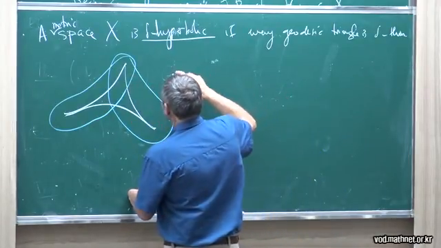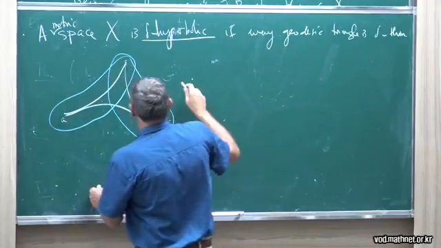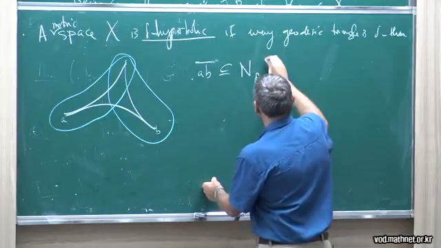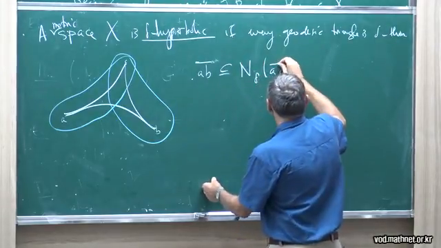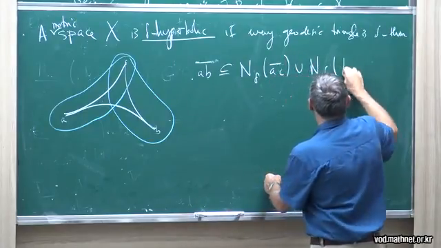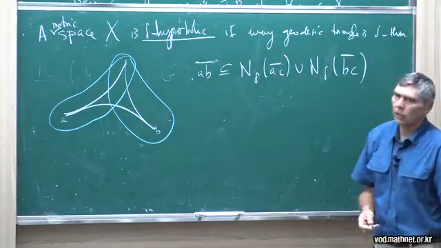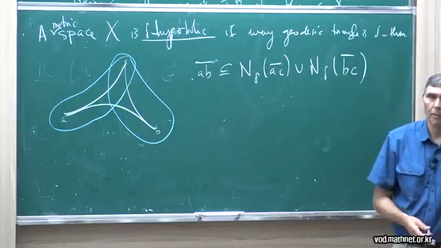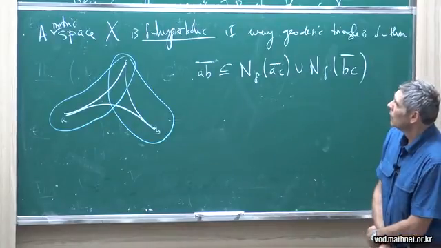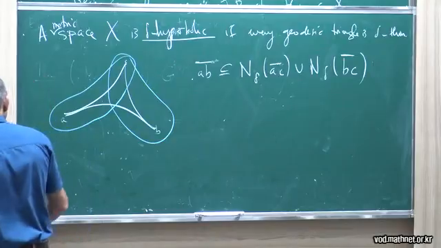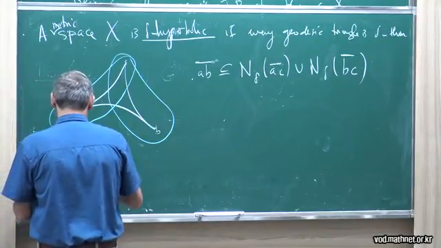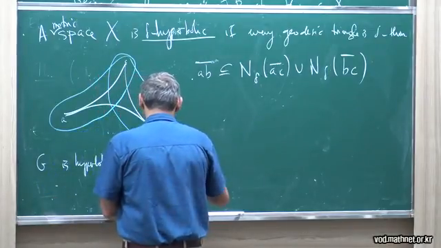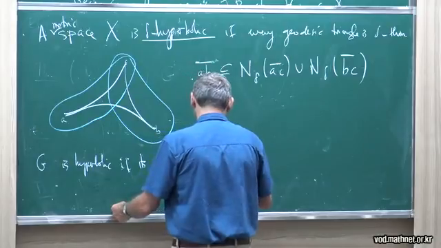So if this is A, B, C, the geodesic from A to B should be contained in the delta neighborhood of AC union the delta neighborhood of BC. Okay, so if this is true for every geodesic triangle, then we say that the space X is delta hyperbolic. Or we say hyperbolic if it's delta hyperbolic for some delta. And the group is hyperbolic if its Cayley graph is hyperbolic.